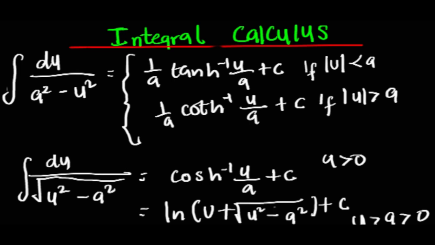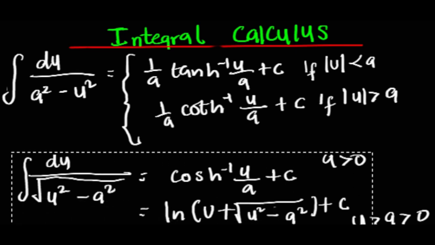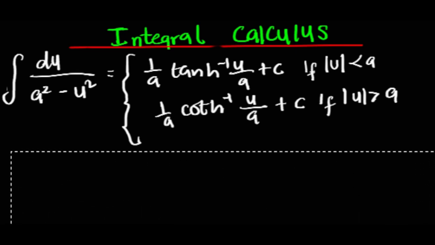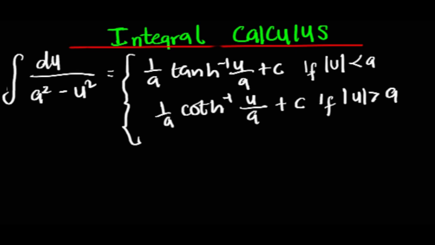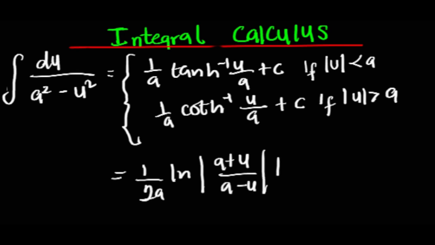Now the last answer that you can have under this hyperbolic function is, let me just bring it out. The last answer you can have is 1 over 2a, natural log of a plus u divided by a minus u, then plus c. You can only have that if u is not equal to a, and a is not equal to 0. That's only when you can have this answer.